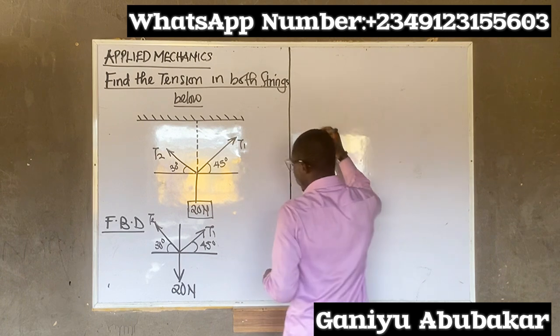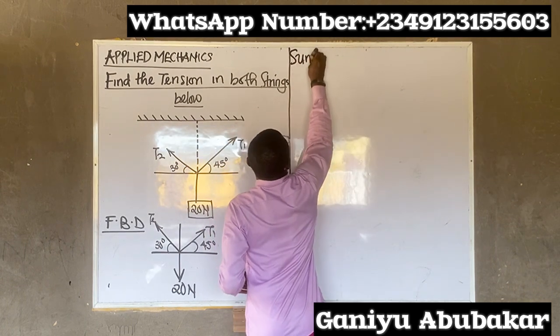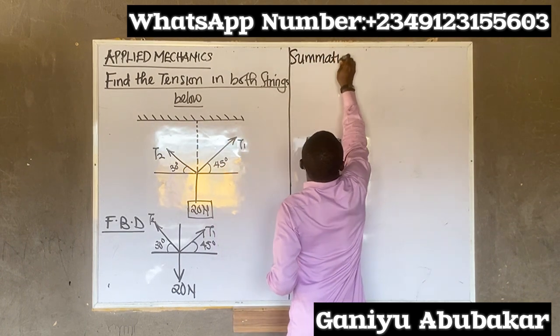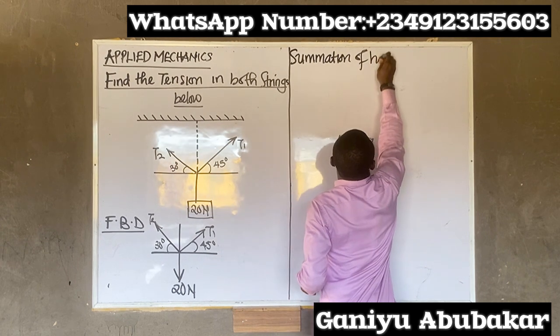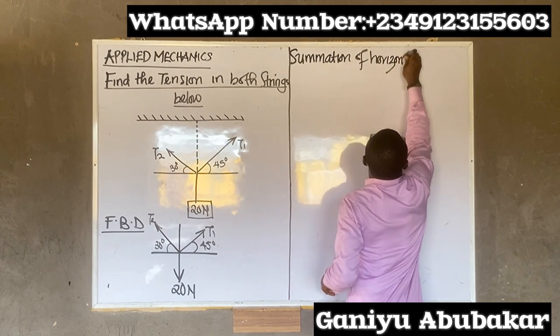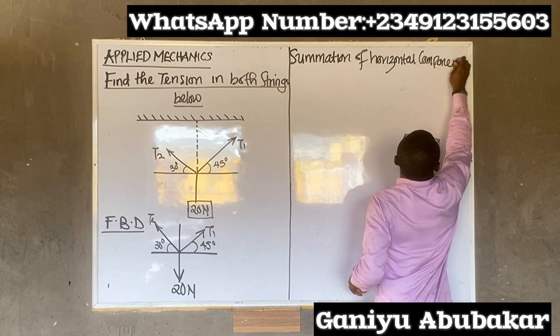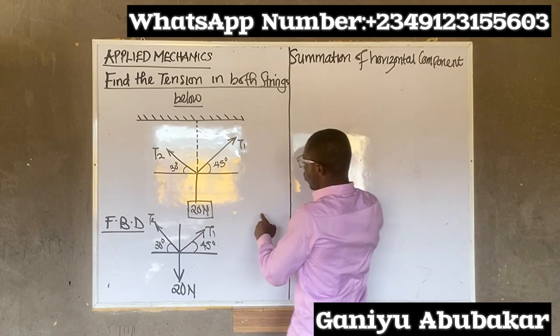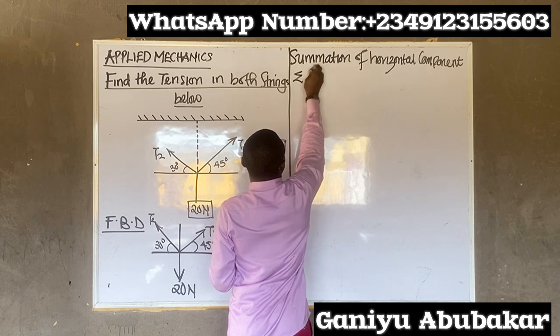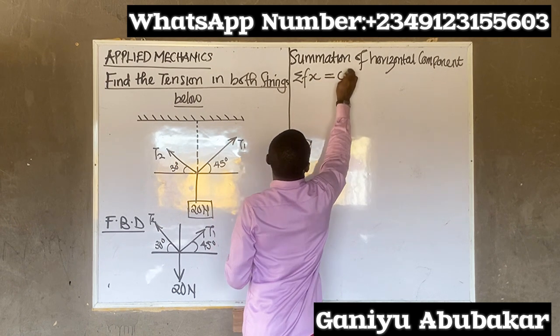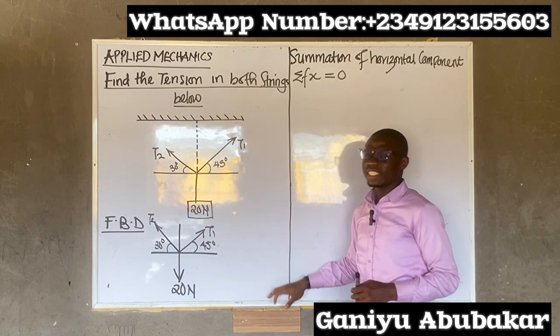This is first. Rule 1 says the summation of horizontal components. So I'm having summation of Fx. Summation of Fx equals 0. All right. First is first.